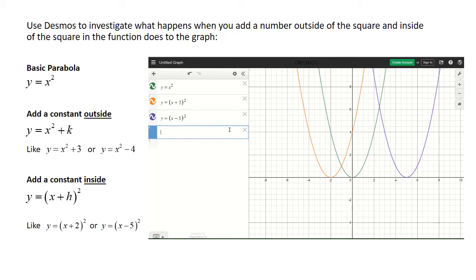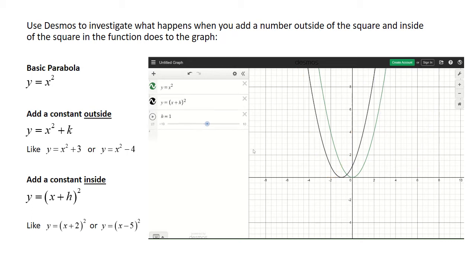And once again, we could use a slider to show this in general. So I'll just say x plus h, I was anticipating the h there, squared. And I'll click the h to create a slider, and it starts me at h equals 1. I'm going to turn off these other ones so it's not so cluttered. And the black graph is the one I'm using with the slider. I can then hit play. And you notice for bigger positive values, you go to the left. For bigger negative values, you're going to the right.